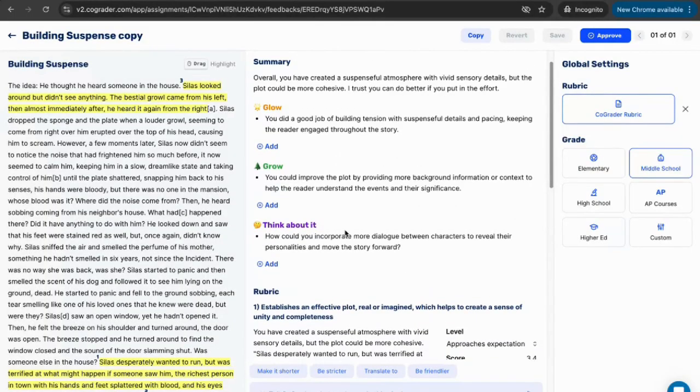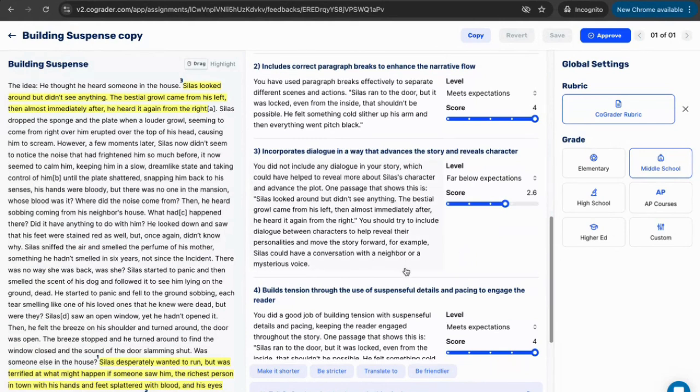I want to zoom in really quickly on exactly what CoGrader is pointing out in my students' writing and show you what I really like about it and show you what I would change. So down here in my rubric, the part that talks about incorporating dialogue in a way that advances the story and reveals character. This feedback that CoGrader gave says that the student, rightly, did not include any dialogue in their story.